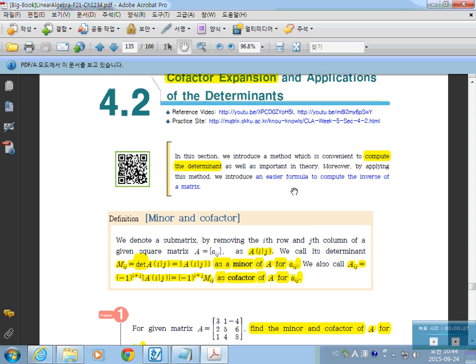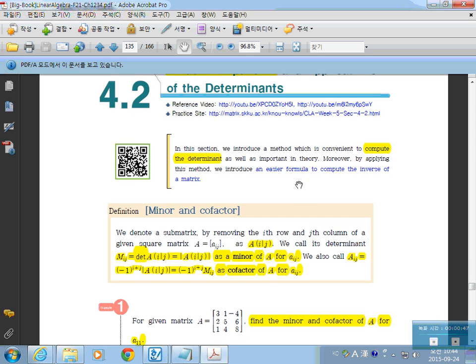And also, we will see a formula to compute the inverse of a given matrix by using the determinant instead of Gauss-Jordan elimination.